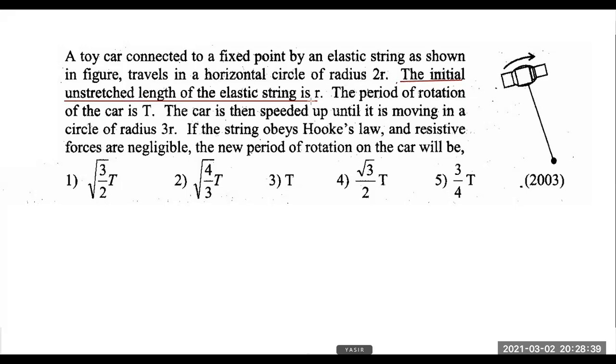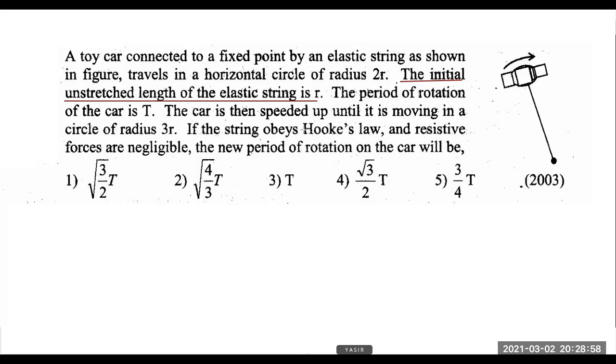Now, the period of rotation of the car is capital T. Now, this T is not tension. Careful, this T is not tension. It is the period of rotation. The car is then speeded up until it is moving in a circle of radius 3r. So there are two different circular motions. Okay, right. I'll draw a diagram.